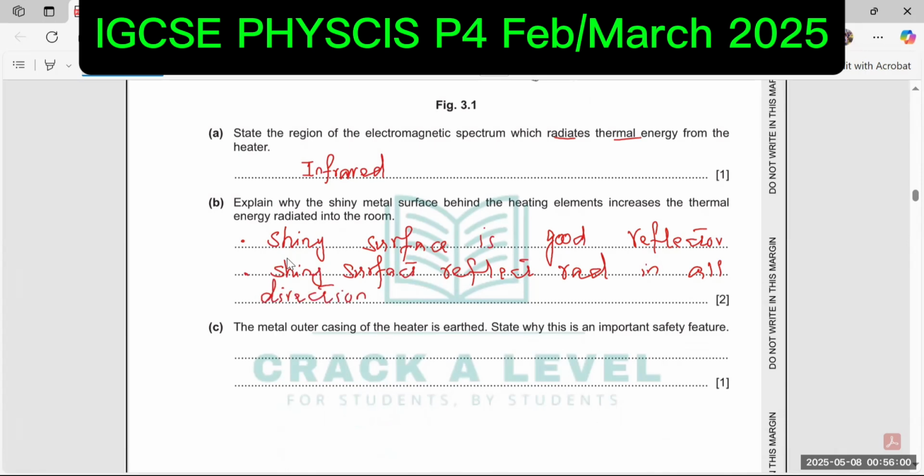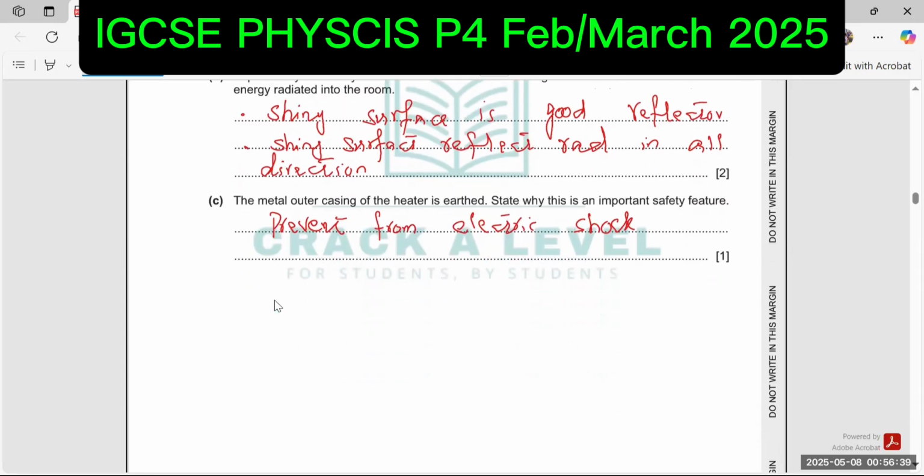The metal outer casing of the heater is earthed. State why this is important for the safety feature. One mark: prevent electric shock, because current chooses only the path which has low resistance.